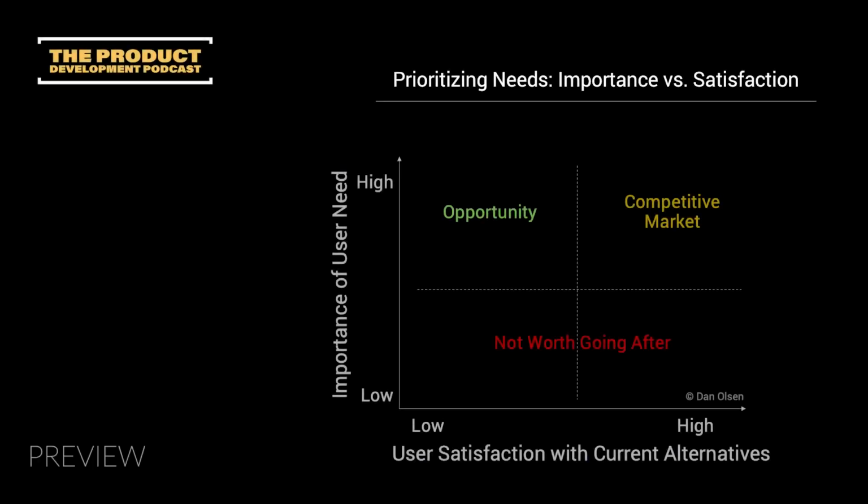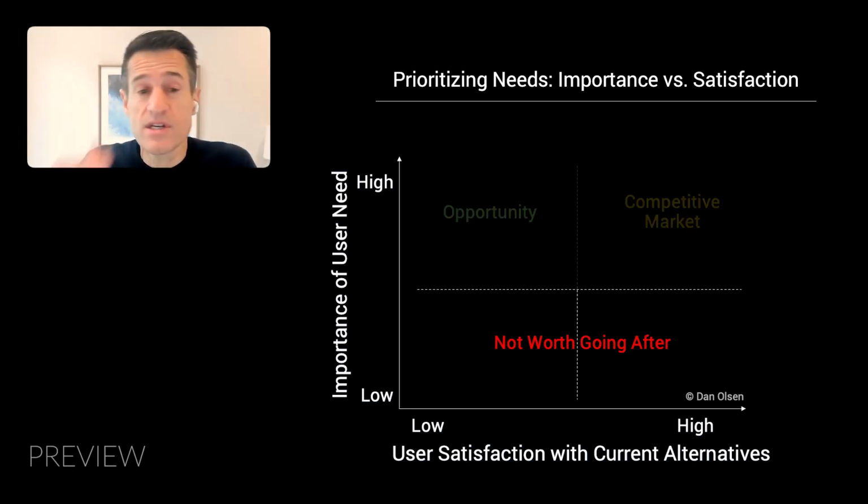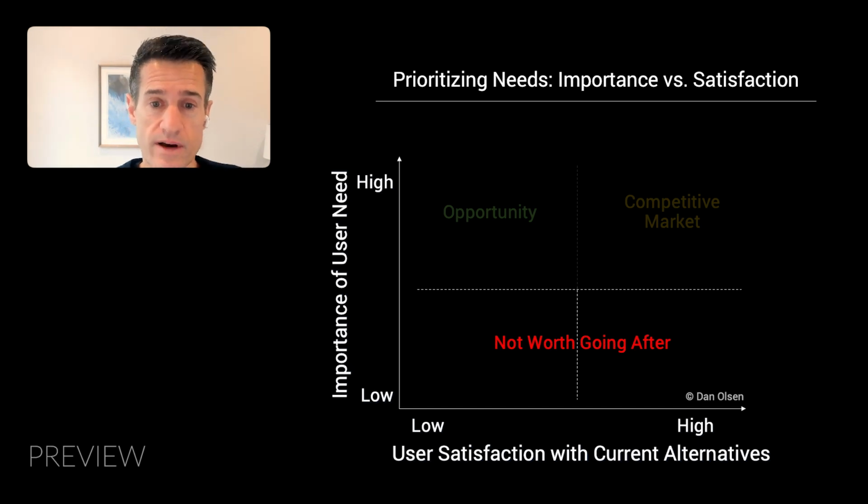So that's where the importance versus satisfaction framework comes in. How important is this need, low to high? And how satisfied are they with how they're getting it met today, low to high? And you end up with 4 quadrants. The whole point is you want to avoid trying to address any low importance needs. Low importance needs don't create much customer value. High importance needs create customer value, right?